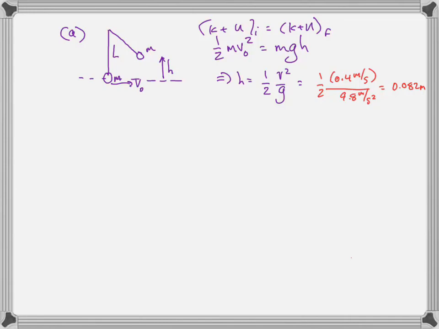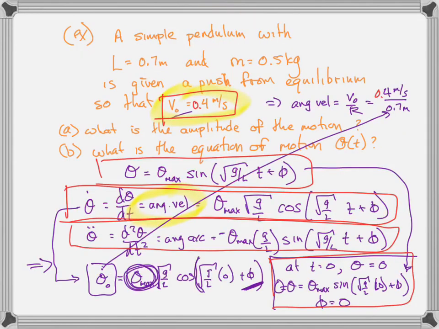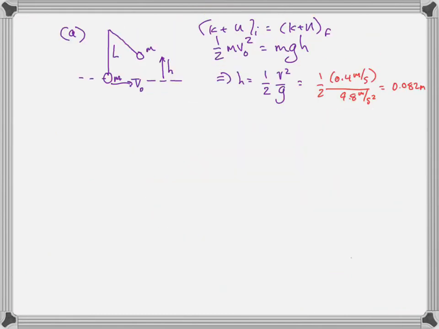Goes up 8.2 centimeters. Okay, and then that is the amplitude. Now, that's not the amplitude I was really asking for, because I was asking for the amplitude of the motion given by the equation of motion theta equals theta max sine omega t plus phi, right? So if we look at the equation for theta, the amplitude is theta max there. h is just a different kind of amplitude. It's still an amplitude. It's a maximum displacement from equilibrium, but it's a maximum vertical displacement from equilibrium. It's still an amplitude, right?